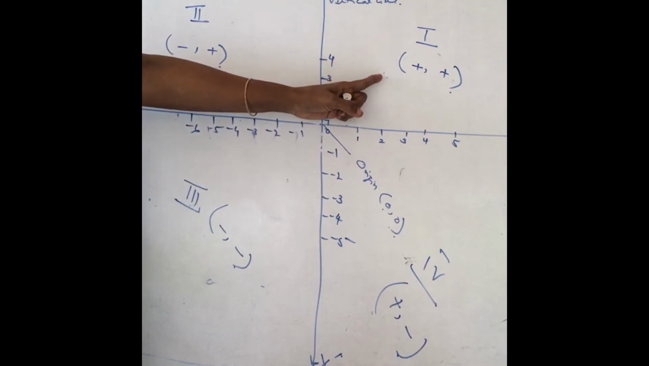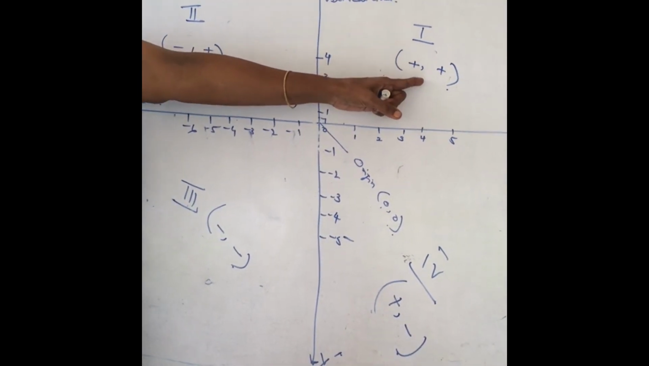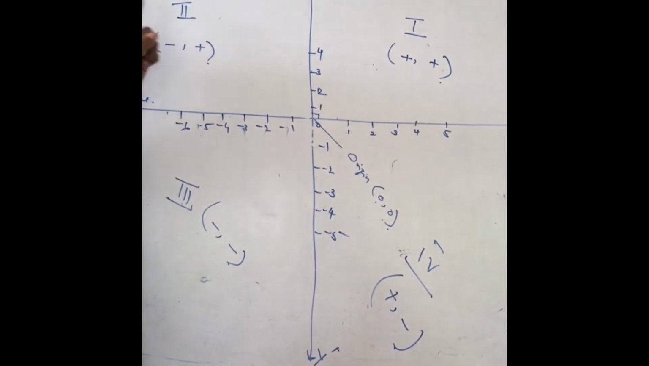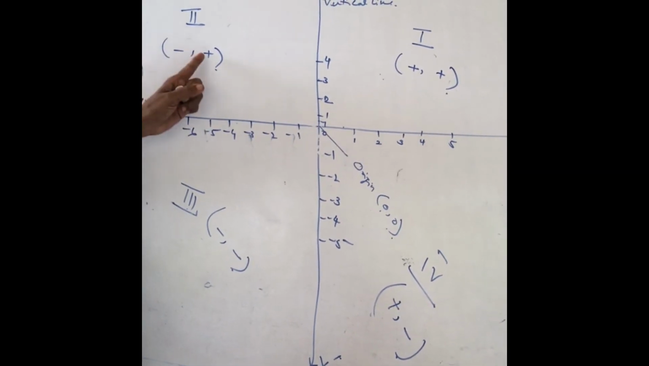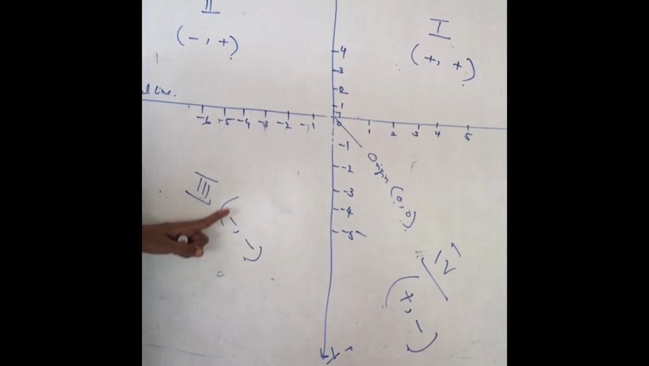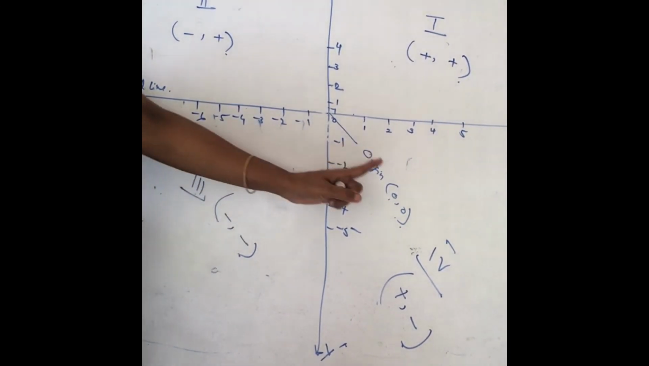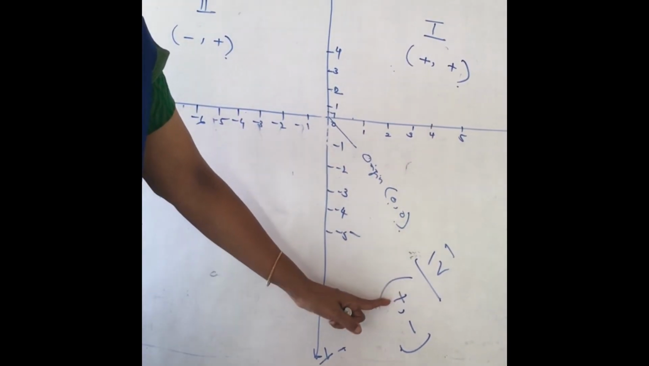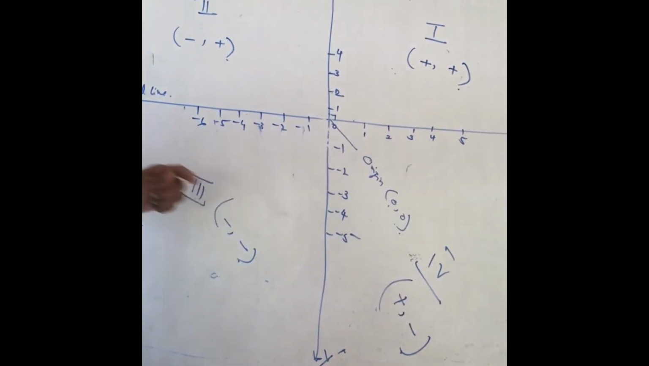In the first quadrant, both x and y are positive. In the second quadrant, x negative, y positive. Third quadrant, x negative, y negative. Fourth quadrant, x positive, y negative. I think you could understand the basics, children.